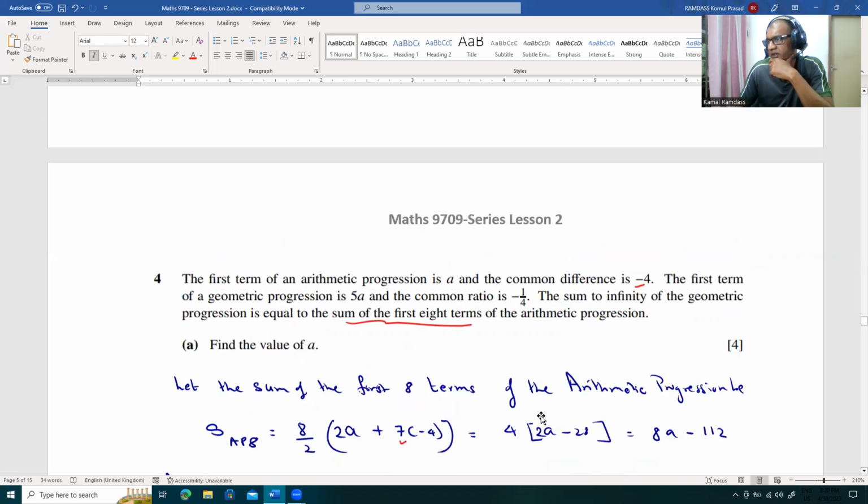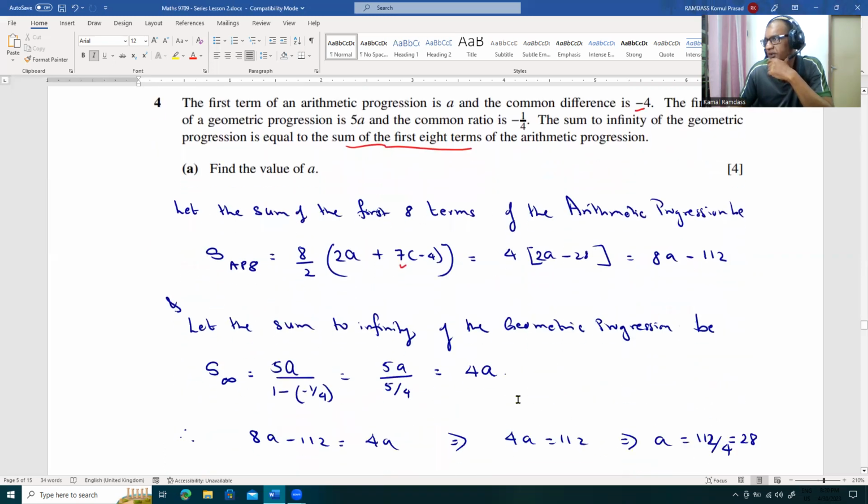And let the sum to infinity of the geometric progression be S∞. It is a/(1 − r), we get 4a. Now we equate it to that. That is, 8a − 112 = 4a. 4a = 112, and a = 28. And that is the answer.